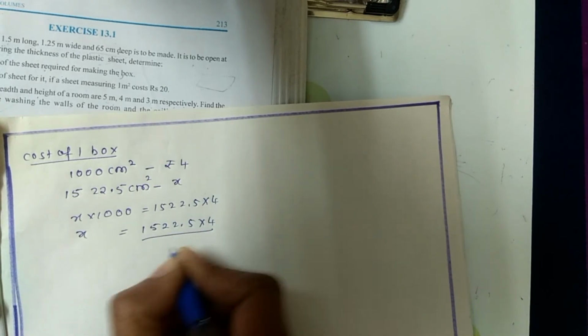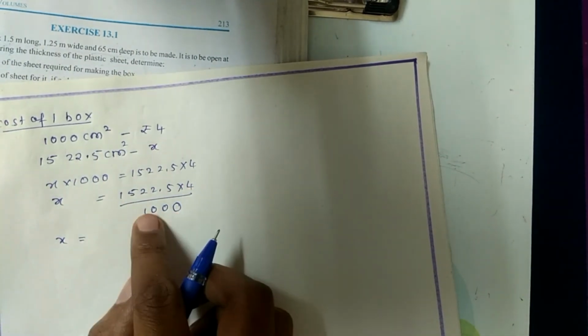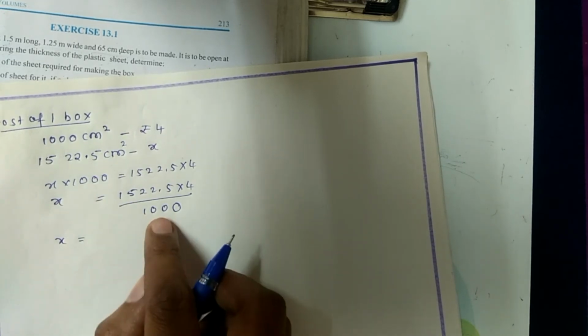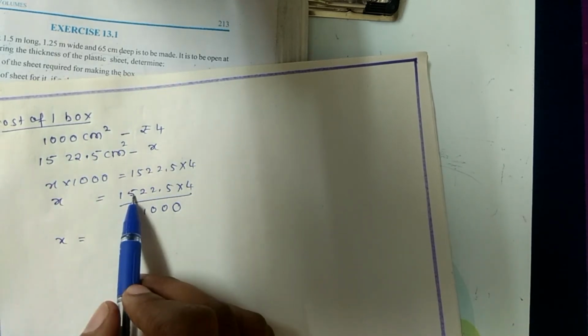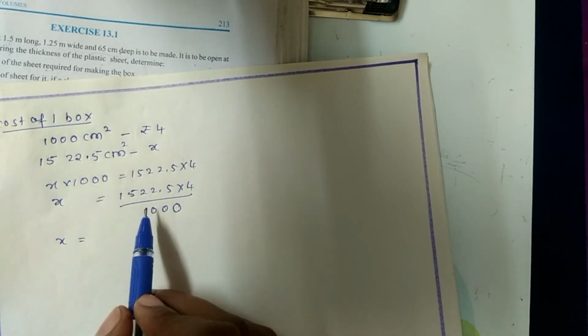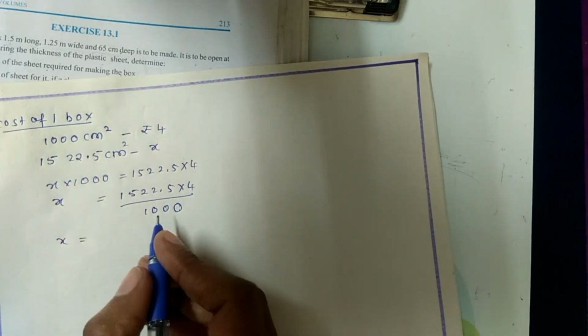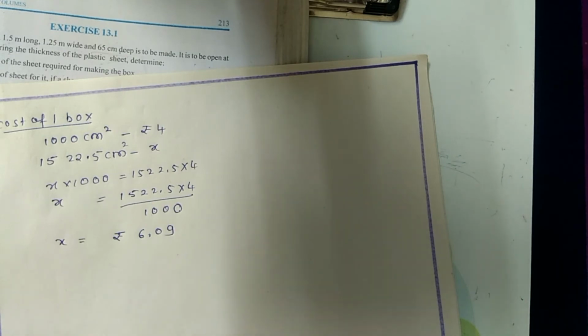So x equals 1522.5 into 4 divided by 1000. If you find this, first you can multiply these two and then divide with 1000, because it becomes very easy. Finally, after multiplying, whatever answer you're getting, you have to shift the point from the right side to the left, three places. So you can get the answer. The final answer will be rupees 6.09. So to make one box, the cost is 6.09 for the first box.